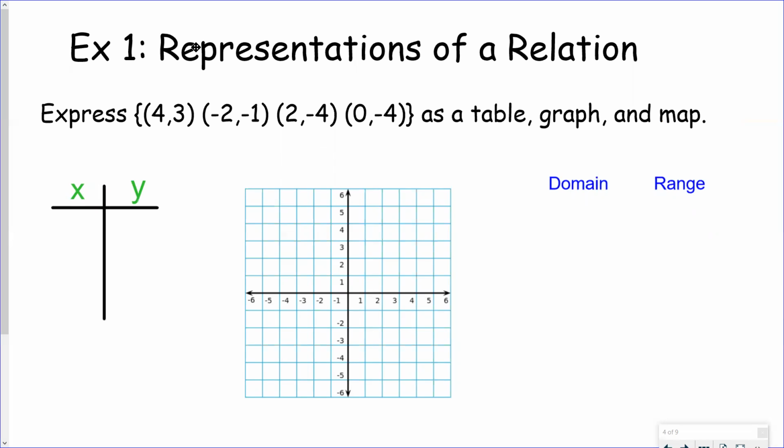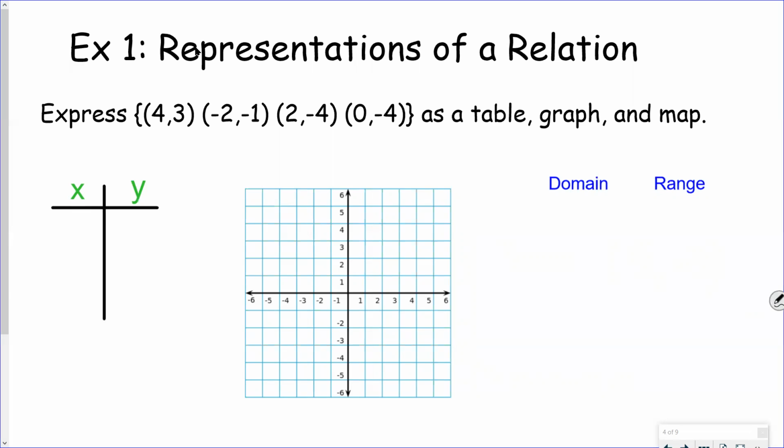So let's look at an example. Representations of a relation. If you look here, we have a set of ordered pairs. These are what's called a relation. We want to label them as a table, a graph, and a map. All right, and so I've got them all set up for you.